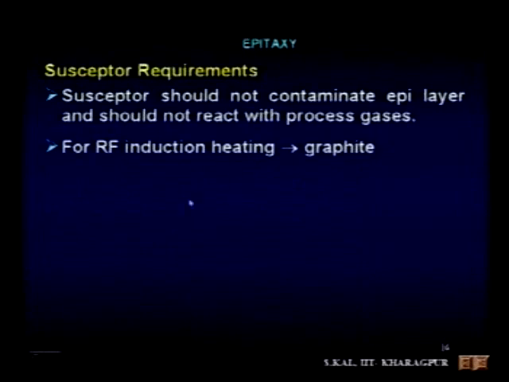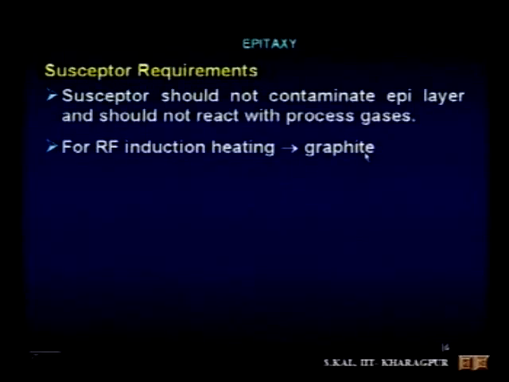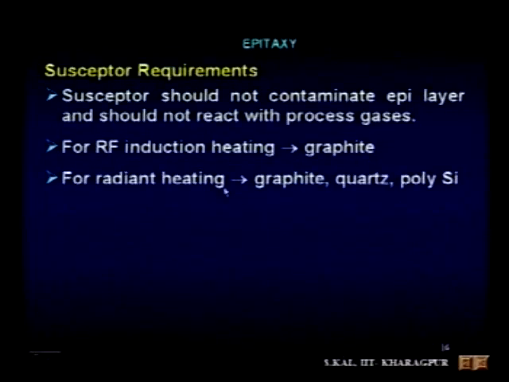Next, for RF induction heating, we use graphite, because for RF induction the susceptor should not be an insulating material; it should be a conductor for RF heating purposes. So that's why we can use graphite there. For radiant heating also, graphite, quartz, and polysilicon are used.